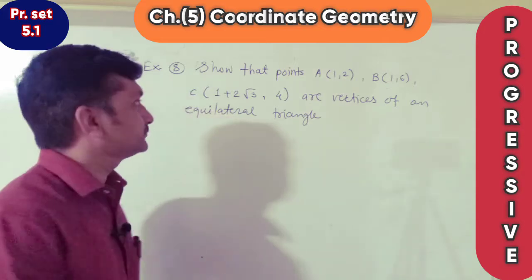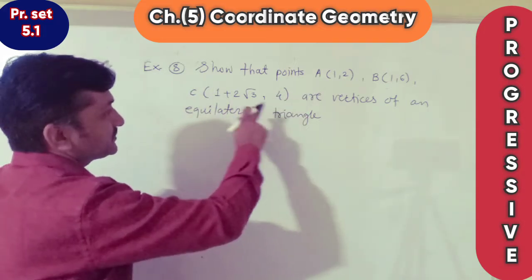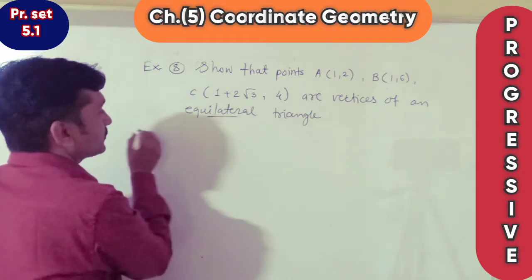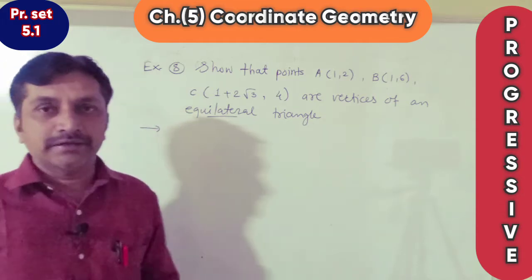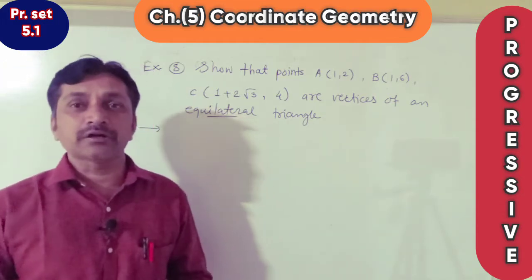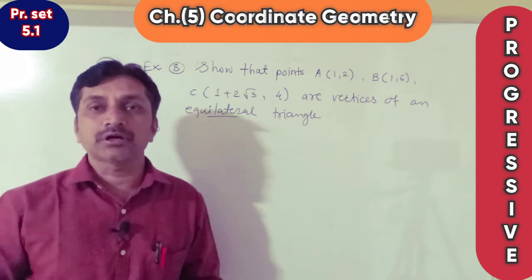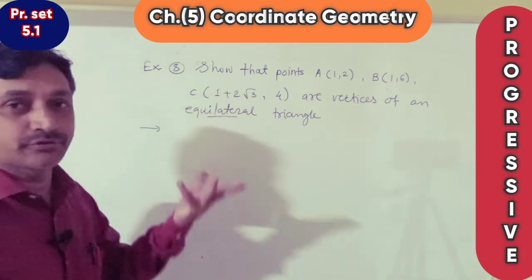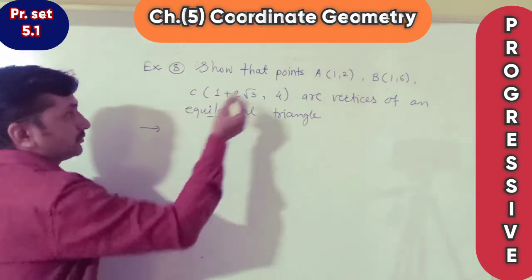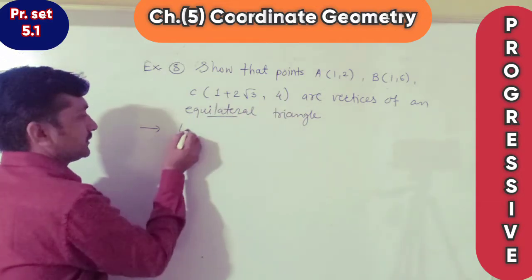Example number 8. Show that points A, B, C are vertices of an equilateral triangle. The property about sides of an equilateral triangle is that all three sides of that triangle are equal. Again, we have to find three distances: AB, BC, AC.